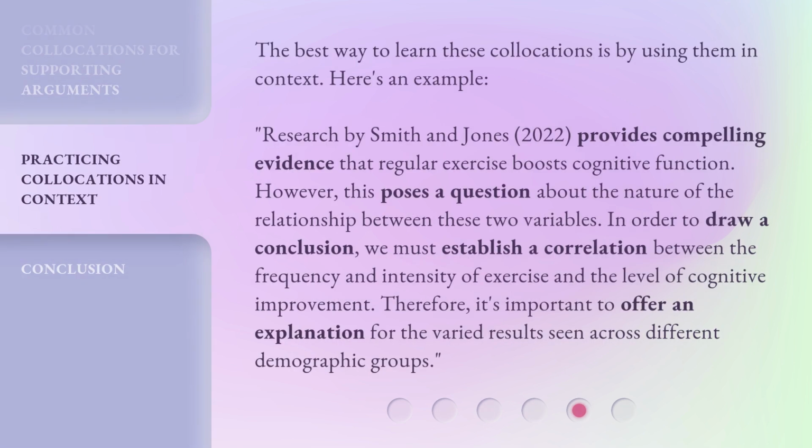The best way to learn these collocations is by using them in context. Here's an example. Research by Smith and Jones, 2022, provides compelling evidence that regular exercise boosts cognitive function. However, this poses a question about the nature of the relationship between these two variables. In order to draw a conclusion, we must establish a correlation between the frequency and intensity of exercise and the level of cognitive improvement. Therefore, it's important to offer an explanation for the varied results seen across different demographic groups.